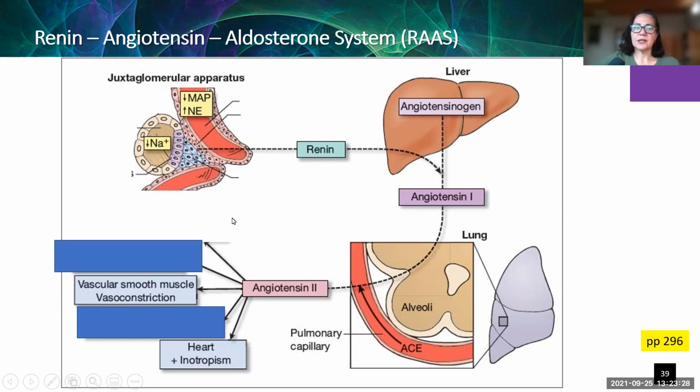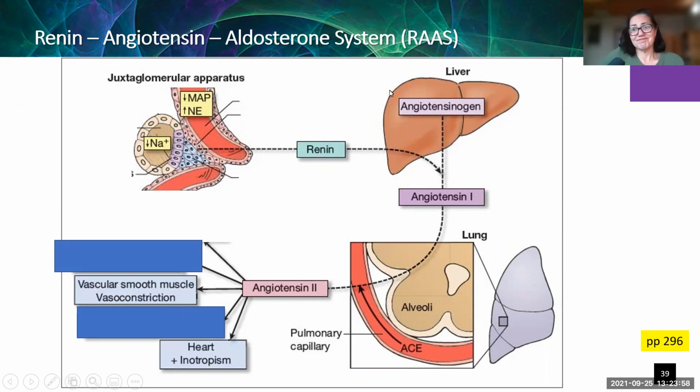This part of the diagram is in the kidney. The kidney is stimulated to release renin. A number of different things can cause that to happen: a decrease in the mean arterial pressure, an increase in norepinephrine, since the nervous system can stimulate this to happen, and having low sodium. Any of these triggers the release of renin.